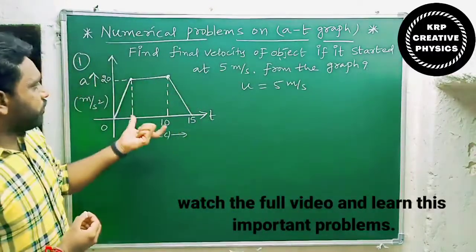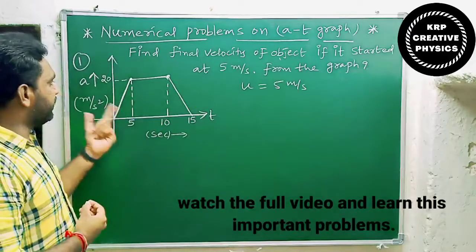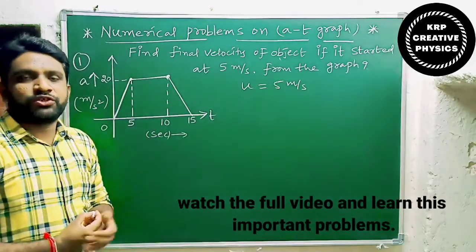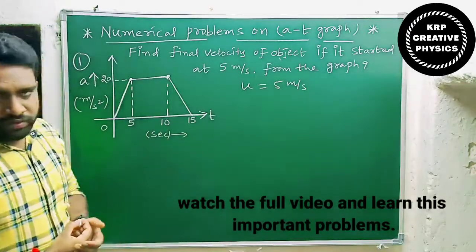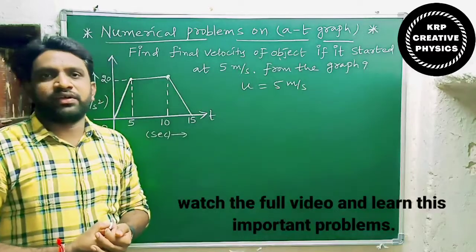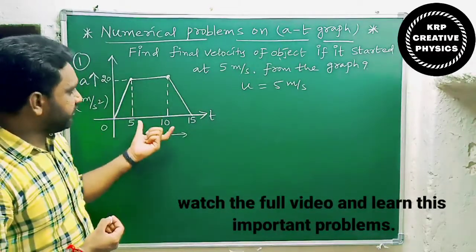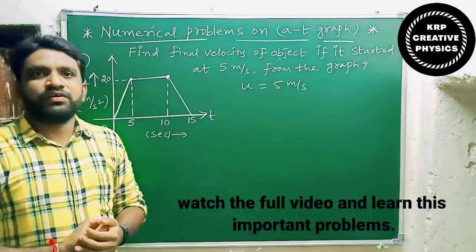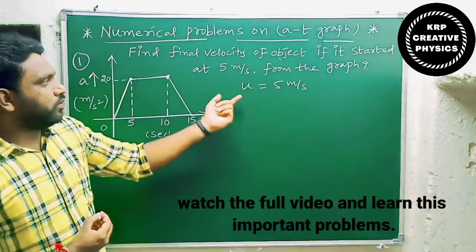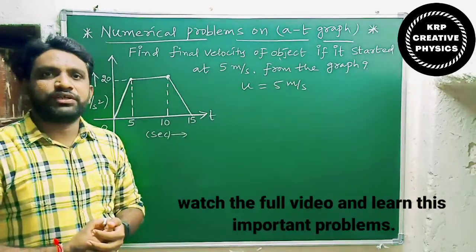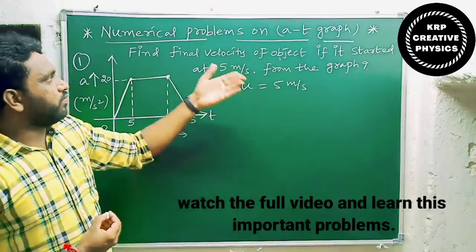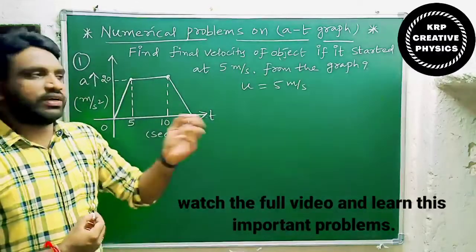From this acceleration time graph, as we know, if we find the area, we will get the change in velocity. From this graph we will get the change in velocity after 15 seconds. That particular value we need to add to the initial velocity, and then we will get the final velocity. So that is the solution.